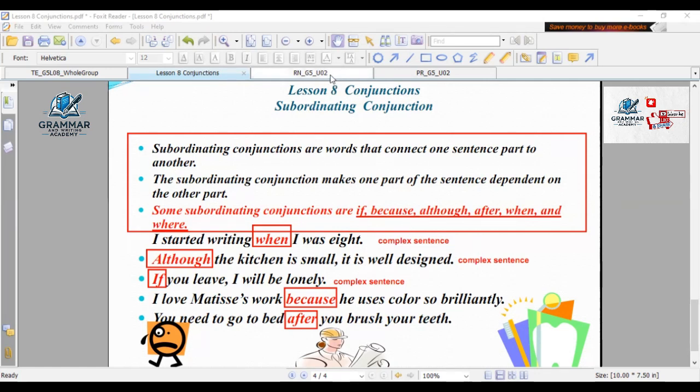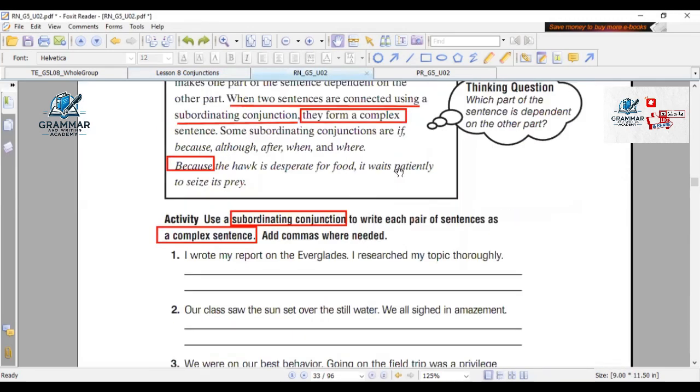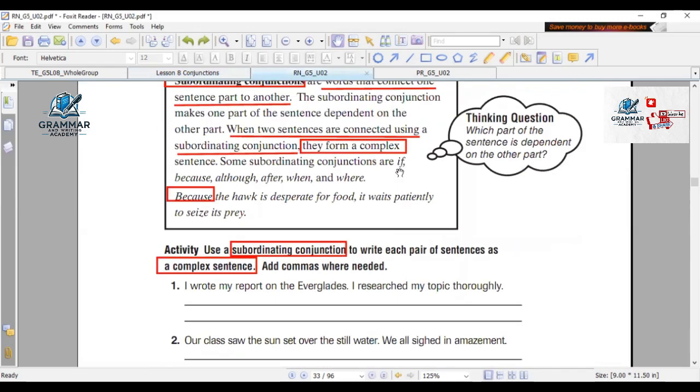I'll move to the exercise on page number 93. Use a subordinating conjunction to write each pair of sentences as a complex sentence. Add commas where needed. Of course, right now you know when you're going to add the comma: when the conjunction comes at the beginning of a sentence. Okay.